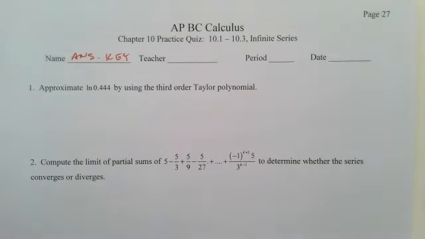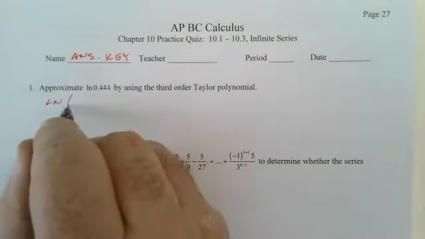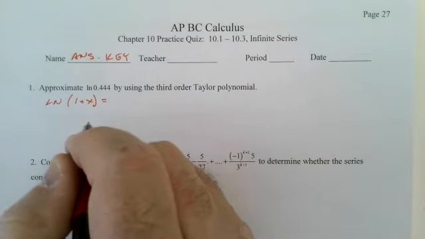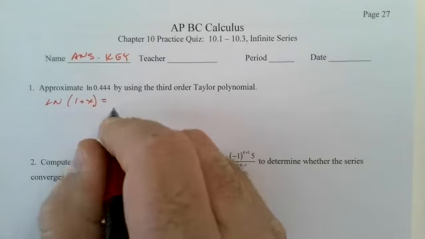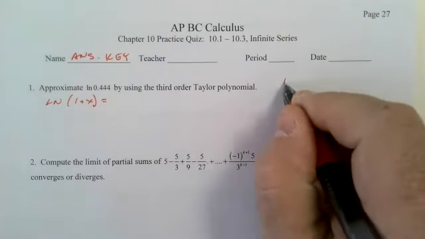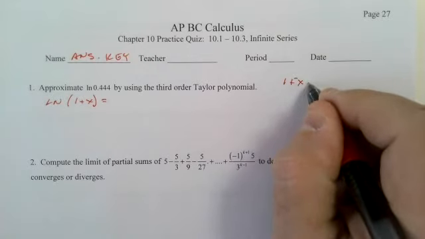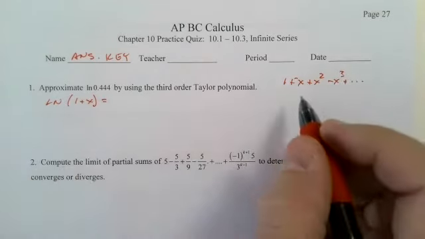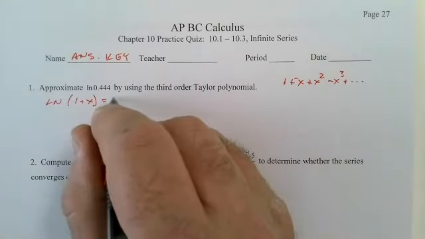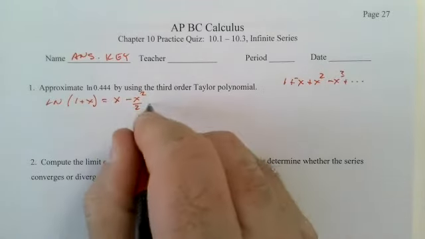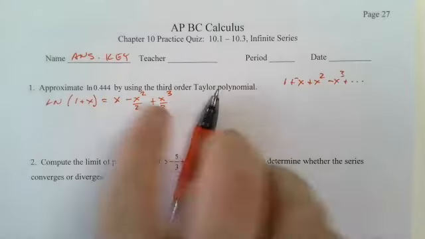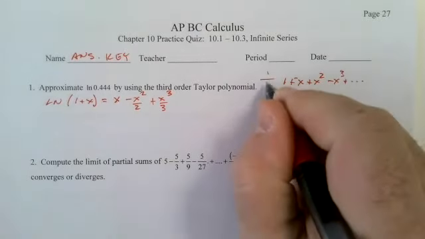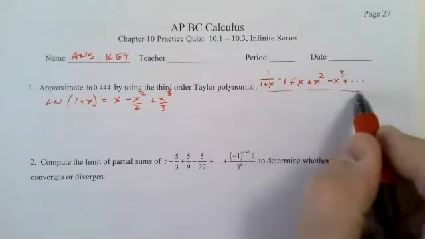Approximate ln 0.444 by using third order Taylor polynomials. This one's a little tricky. We know that ln of 1 plus x is, I don't even remember this, I should know this. Well, now I just got to go back. It's the integral of 1 minus x plus x squared minus x to the third, and so on. Integrate that, we get x minus x squared over 2 plus x to the third over 3. So yeah, we really should have this memorized, but this would be 1 over 1 plus x, and then the integral of that is right there.